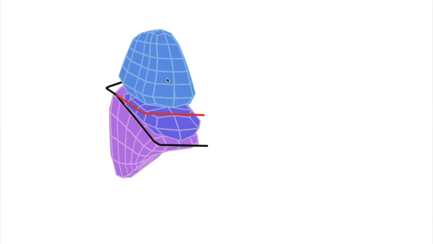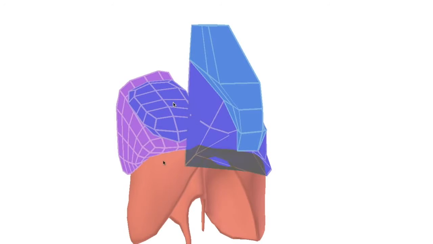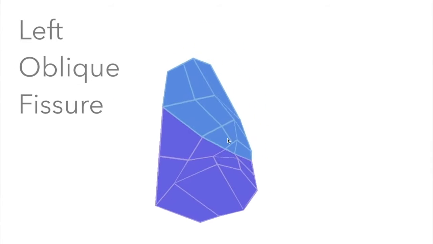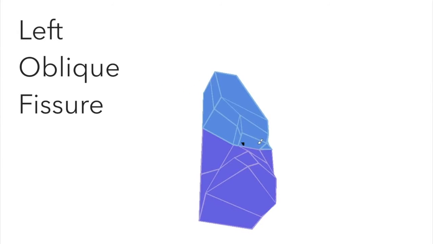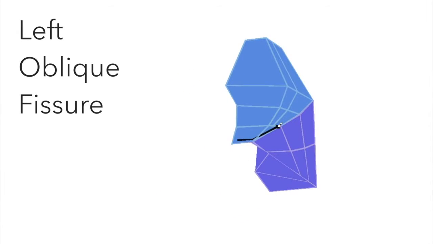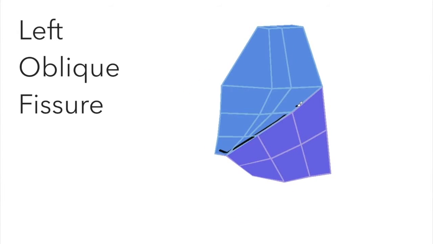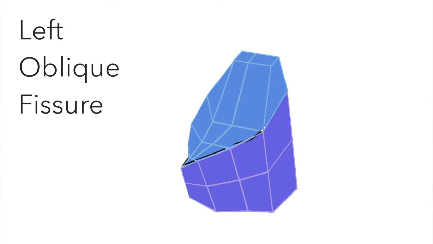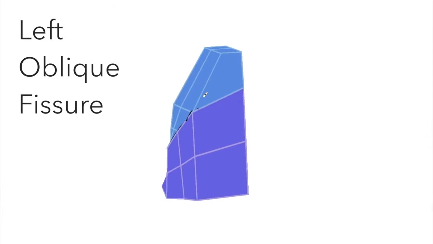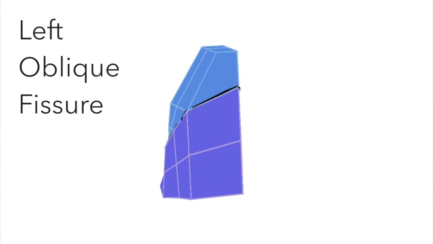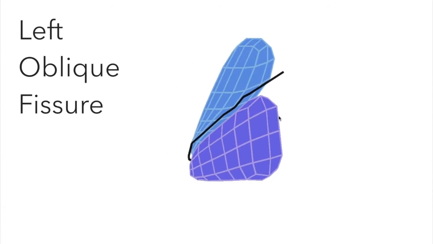Okay, let's move on to the left lung now. We'll get rid of the right lung and its associated lines. The oblique fissure on the left lung starts down here, moves steeply toward the posterior lung, and continues to move superiorly on that surface. Let's smooth out our models and admire our handiwork for a second.